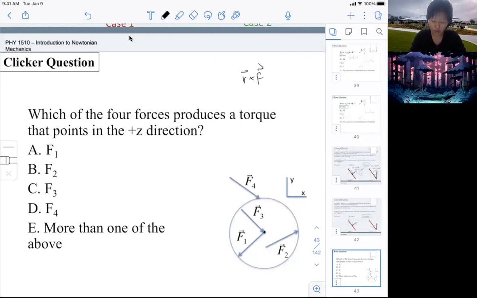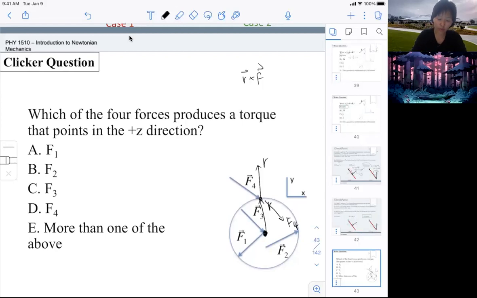You can draw the R and you can draw the F and you do the cross product. For example, here this is F4, right? This is where the force is applied. This is the center of rotation. This is my R, and you can extend this R a little bit further. This is your R, and this is your F. And you can do your cross product to see which direction it is pointing.